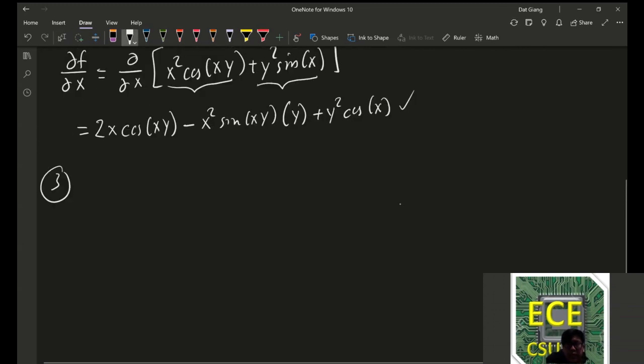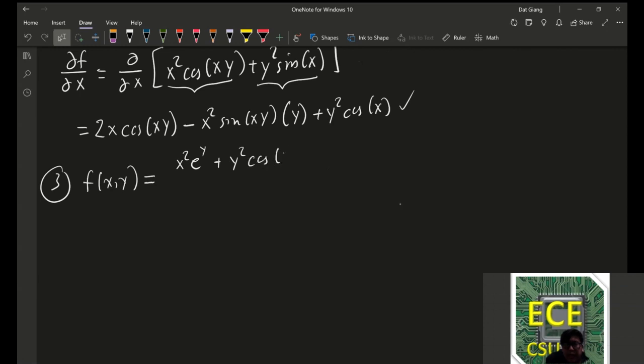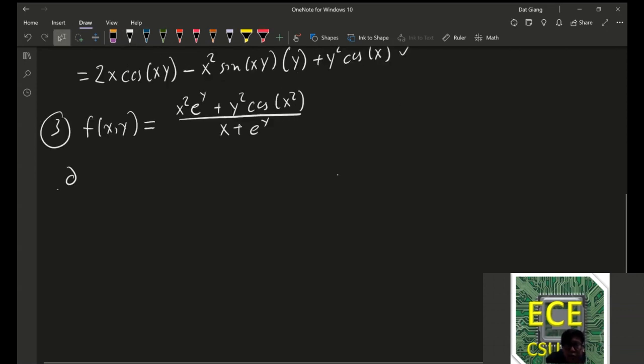Now, let's suppose that we're given a function f of x, y, and we're asked what's the partial derivative of x squared e to the y plus y squared cosine of x squared, divided by x plus e to the y. We ask ourselves, what's the partial derivative with respect to x of this function? By now, hopefully, we can see that this is the quotient rule.